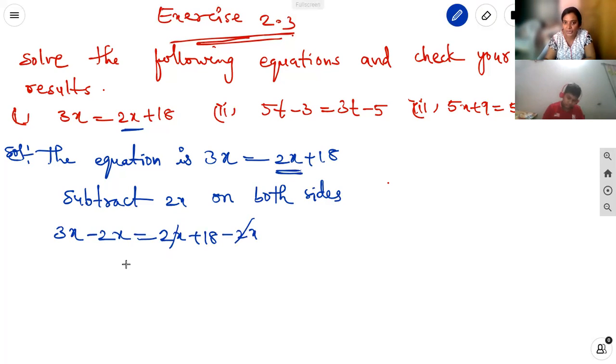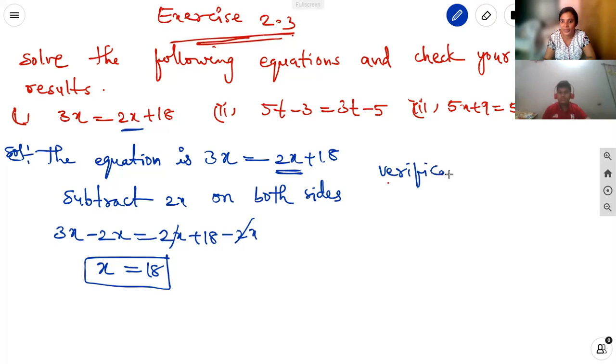Plus 2x minus 2x becomes 0. 3x minus 2x is x equal to 18. So x equal to 18, and check your result means verification. How can we verify? We substitute x equal to 18, and we get the right hand side and left hand side values the same.